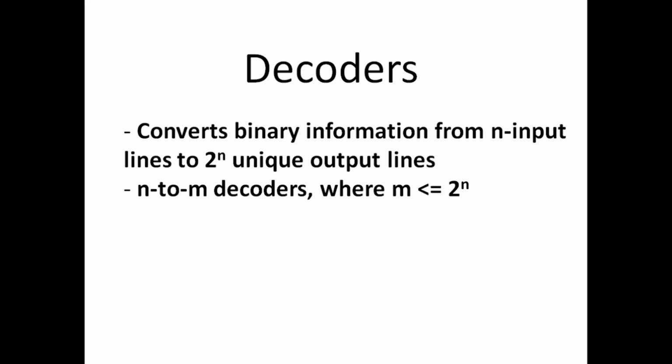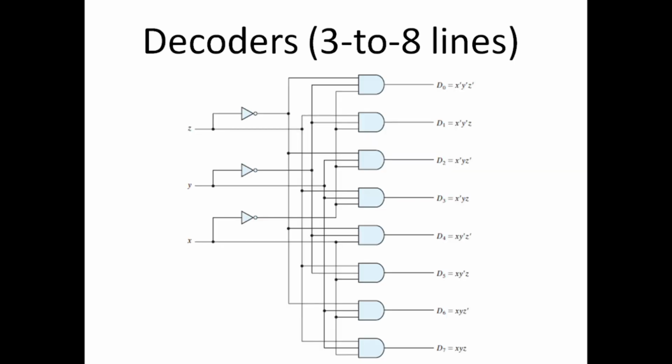Normally decoders are n to m decoders where m is normally less than 2 raised to power n. So there are n inputs and m outputs of the decoder, but m, the number of outputs, is normally less than or equal to 2 raised to power n. So for n inputs there can be a maximum of 2 raised to power n outputs, but in some cases the number of outputs may be less. This is a typical decoder which is most frequently used in digital logic design.